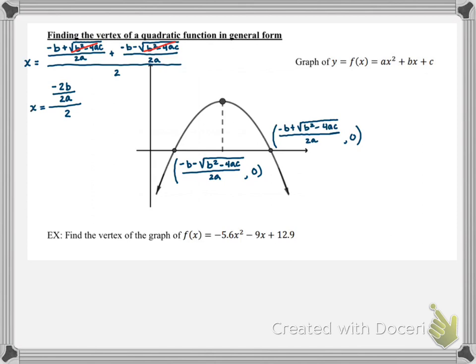Then the factors of 2 will cancel because 2 divided by 2 is 1. So we have x equals negative b over a, divided by 2. And dividing by 2 is the same as multiplying by what? 1/2, yes. So we have negative b over a times 1/2, and that gives us negative b over 2a.